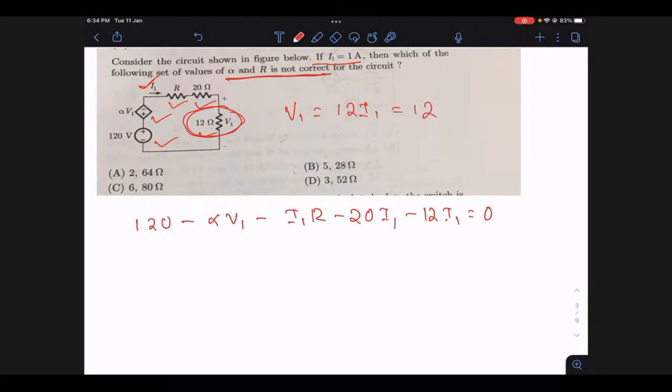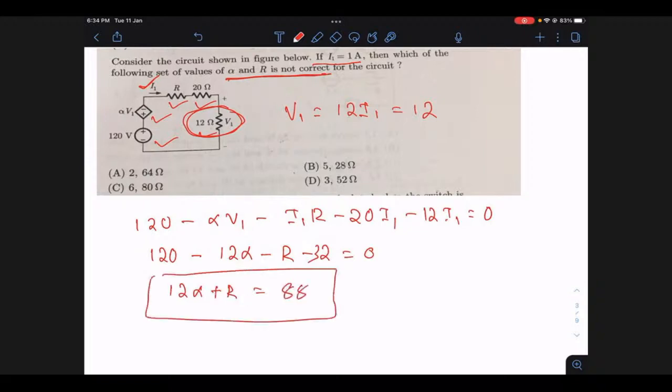So let us substitute these values. If I substitute these values, this is 120 minus B1, which is 12, right? So it is 12 alpha minus I1, where I1 is 1. So this is R minus 20 I1 minus 12 I1, that is 32 I1. So 32, right? I1 is 1, equals 0. So what equation are we getting then? We are getting 12 alpha plus R equals 120 minus 32. Now what is this 120 minus 32? This is coming 88. So we are getting the equation 12 alpha plus R equals 88.